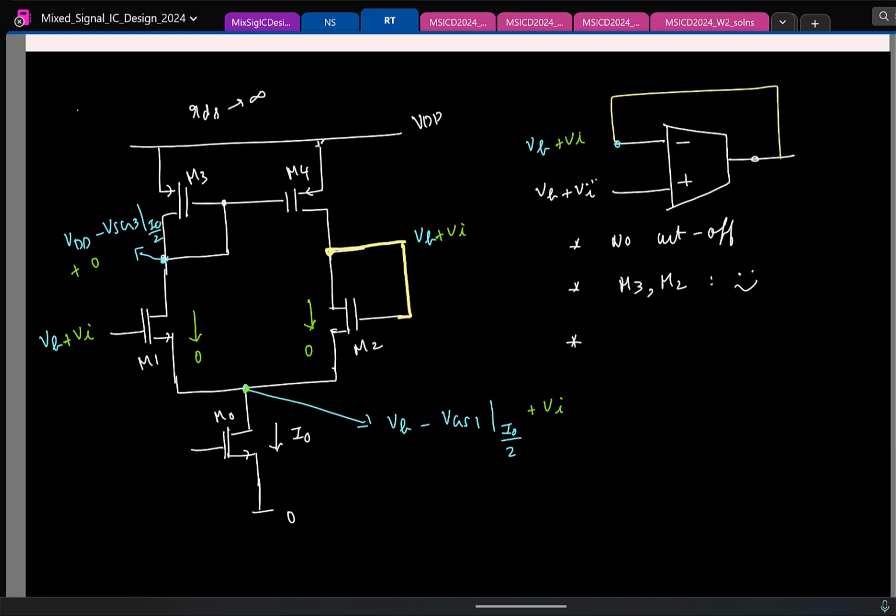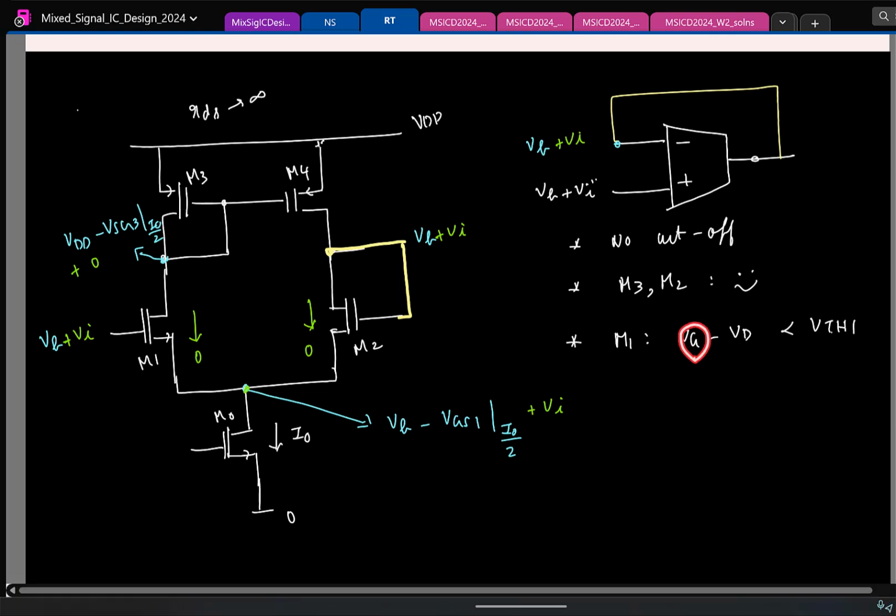So let's look at M1 first. For M1, what is the condition to be satisfied for it to remain in saturation? The maximum, okay. This fine? Okay. Sorry. Yeah, sorry. It's the other way around. The difference between gate and drain has to be less than a threshold. That is, the gate voltage can go one threshold higher than the drain voltage. That's the maximum. Okay, that's what I have rewritten.